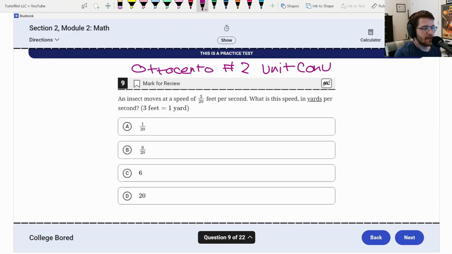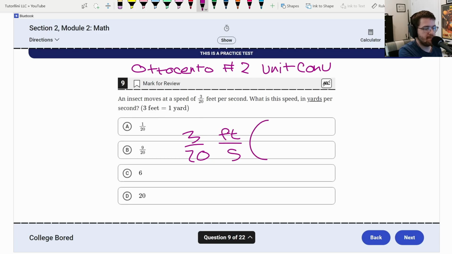Okay, question 9. I go over this in my Ottocento number 2 on unit conversions. I'm just going to assume you've watched that, so please go watch that video if you haven't already. So first thing I notice is that they're both in seconds, so I don't really need to worry about that, but I'm going to write it anyway just for the sake of clarity. So we have 3 over 20 feet per second.